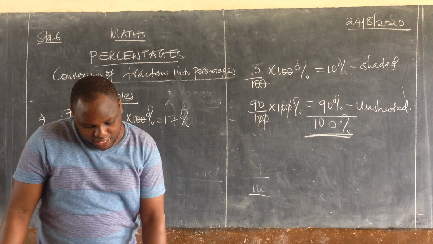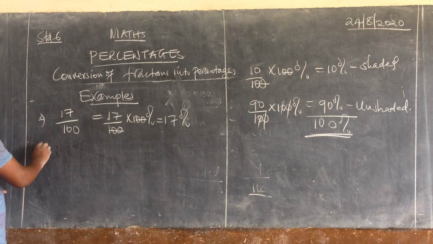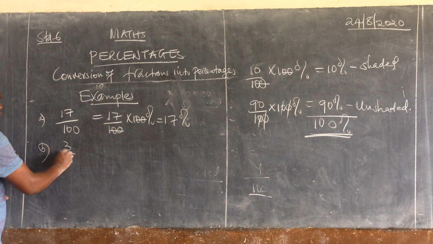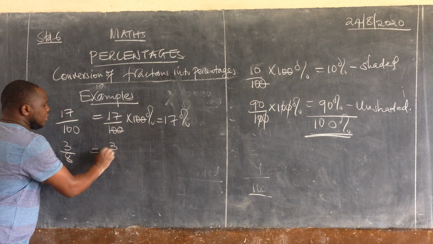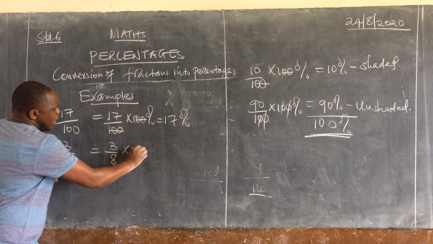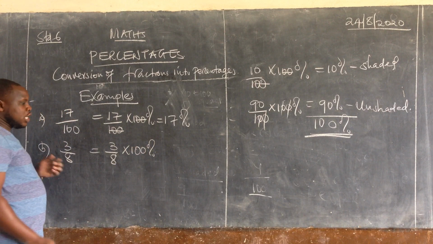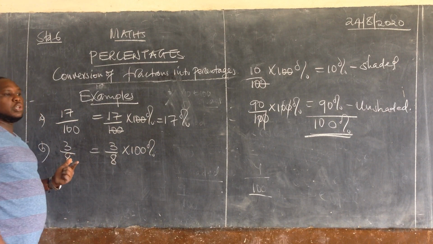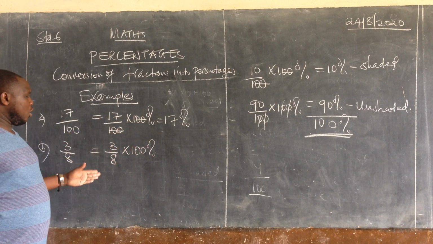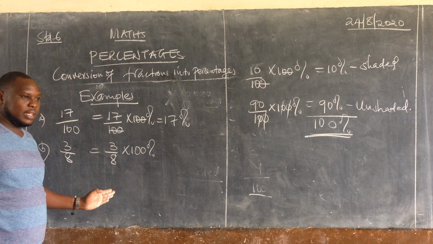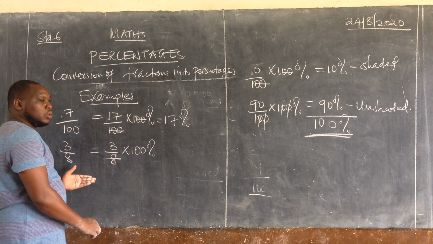And let us look at another one. Express 3 over 8 as a percentage. That means 3 over 8 times 100%. That percentage sign is very, very important. So we start simplifying. Remember I showed you how to simplify. Either you can simplify diagonally or you can simplify vertically. That one is accepted. So divide by 2.